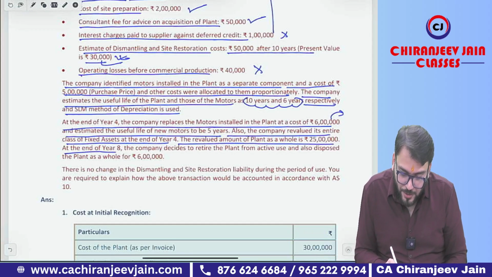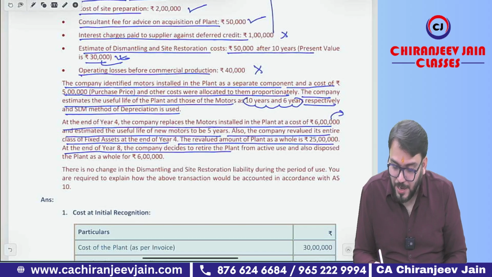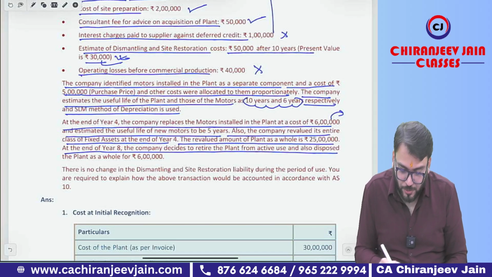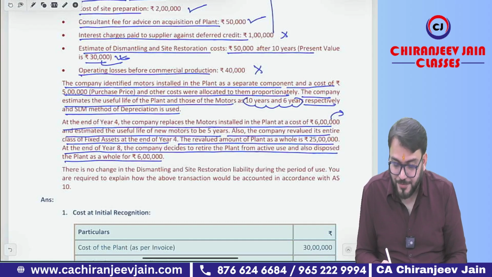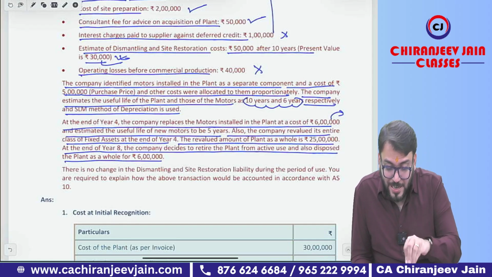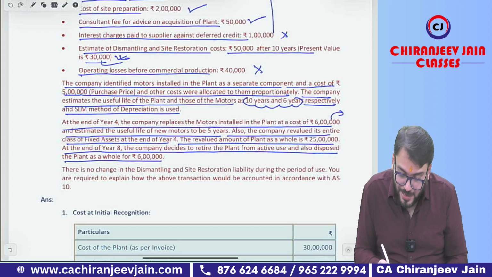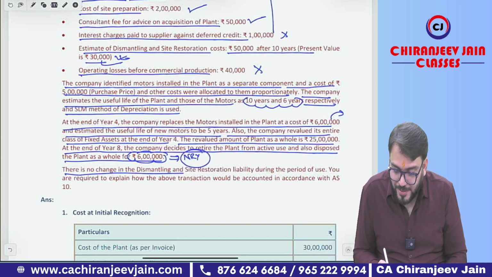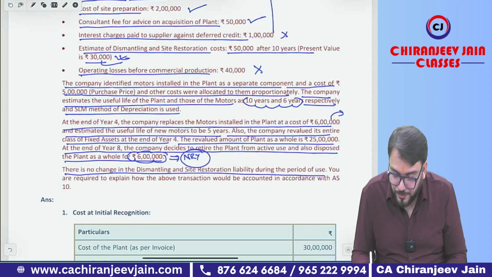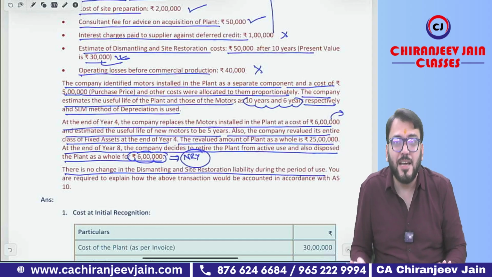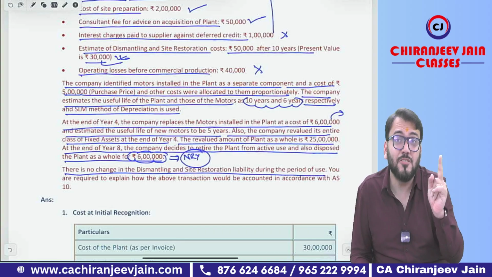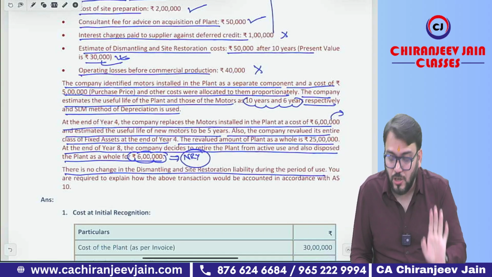And at the end of year 2, the company decided to retire the plant from active use and held for disposal as a whole for 6 lakh. So what is the NRV given? Because it decided to retire, 6 lakh becomes NRV. There is no change in dismantling and site restoration liability during the period of use. Means there is no change in DRSL. So the change in cost point is not applicable.